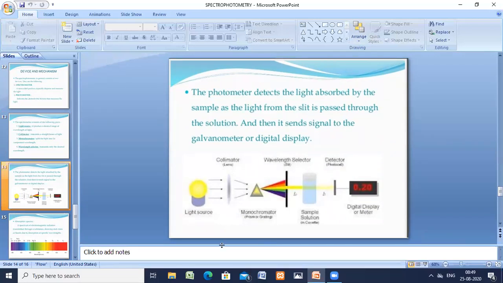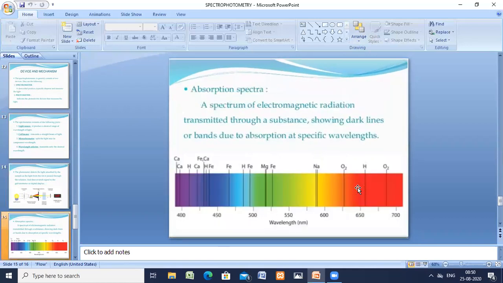Now the photometer is nothing but the detector of the light. The wavelength selector selects the wavelength, which goes through the sample, and from there it is the photometer. The photometer detects how the sample is absorbs the light and how it passes, and thereby it gives a signal to the display. So the spectrophotometer is divided into spectrometer and photometer. We have seen how it functions, and I have also explained the absorption spectrum.